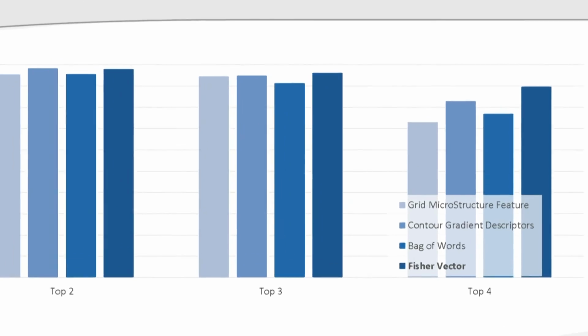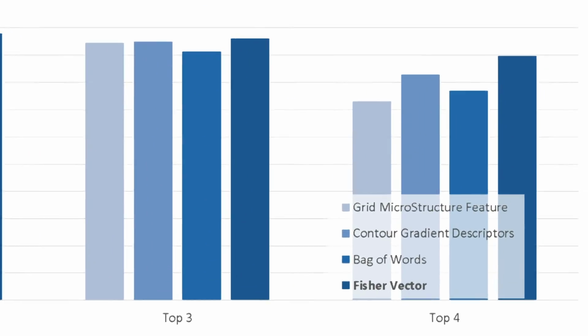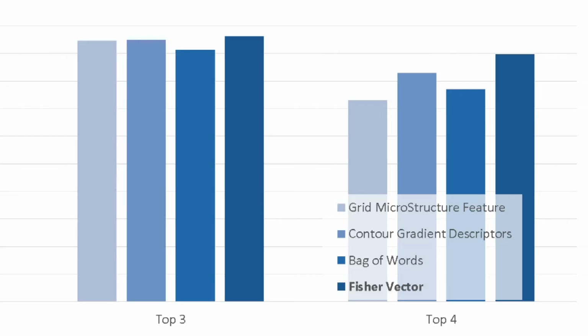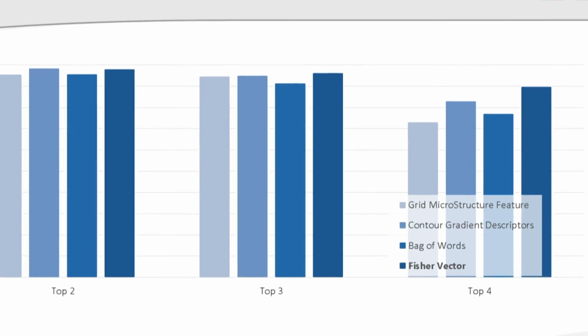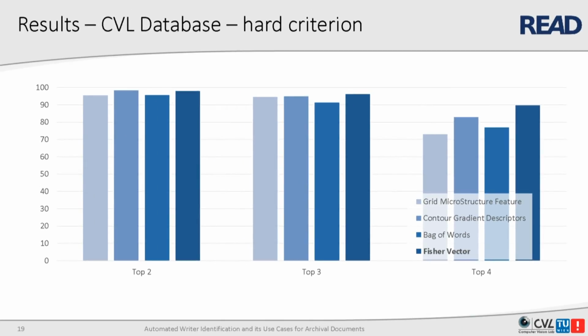And for the top 4, which means that we want to get all the documents which have been written by the writer, so all of the documents have to be correct, you can see that the Fisher vector has nearly 90%. The contour gradient descriptor is slightly above 80%, and the others are a little bit worse.